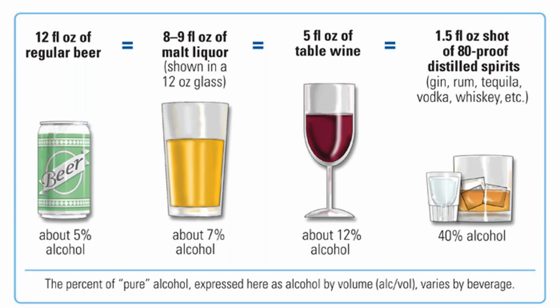For beer, it's a 12-ounce can of beer. That's one. Malt liquor, so that's your ales, the heavier stuff that's out there, it's 8 to 9 fluid ounces is one. Table wine, 5 ounces.